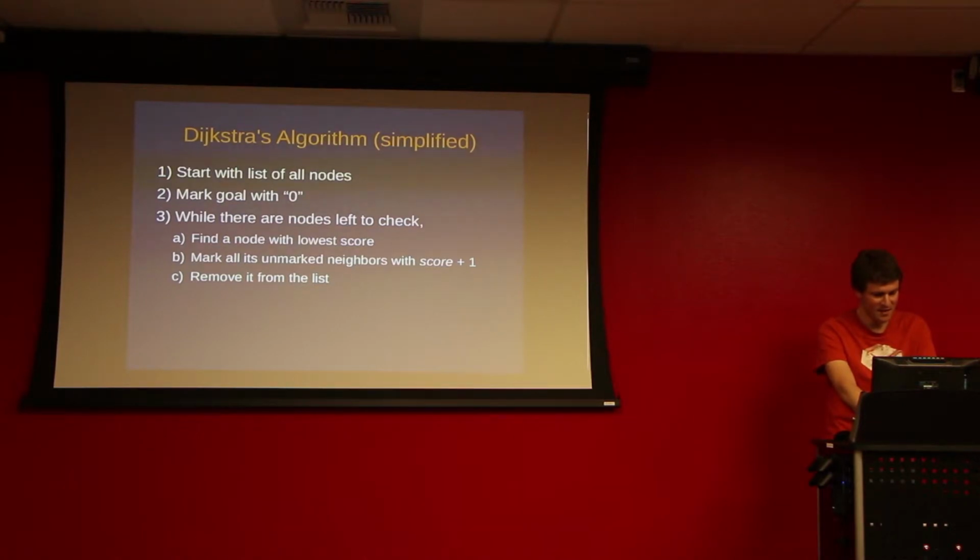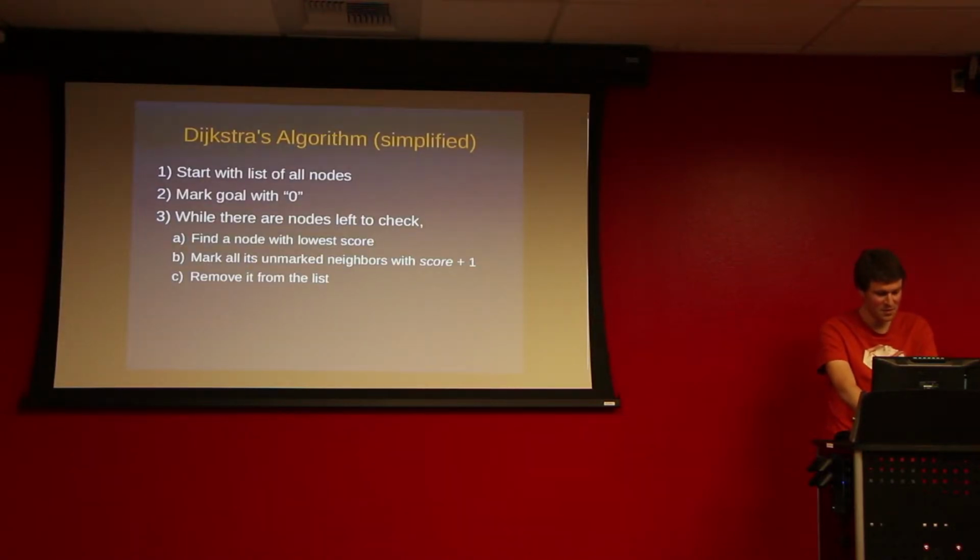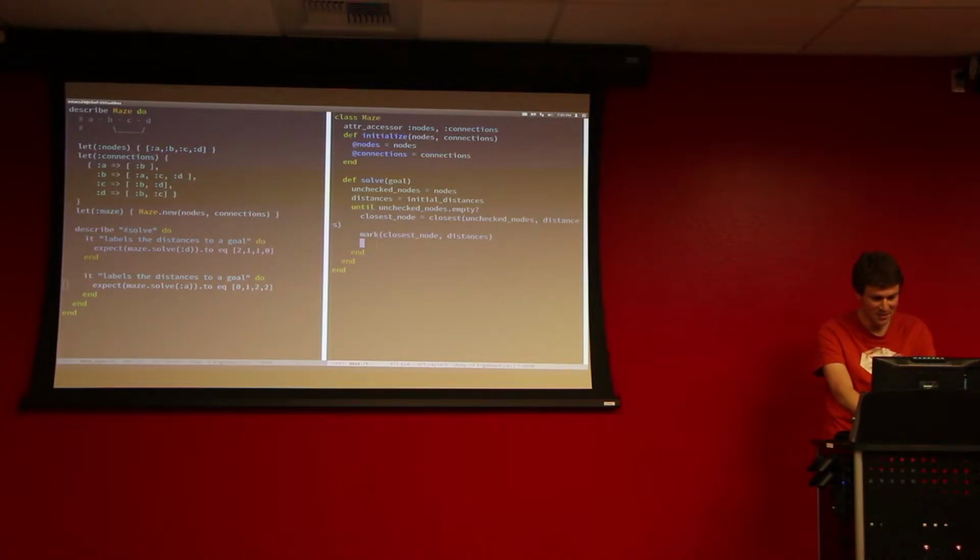So that's A. And then B is mark all of its unmarked neighbors with blah, blah, blah. We'll just leave that method. So let's say mark. We know the node that we're marking the neighbors of, and we're going to mark it into this array of distances. And C is remove it from the list. So here I'm actually going to write some code just because I know what that is. Do some array manipulation here to subtract that closest node from the list of unchecked nodes.